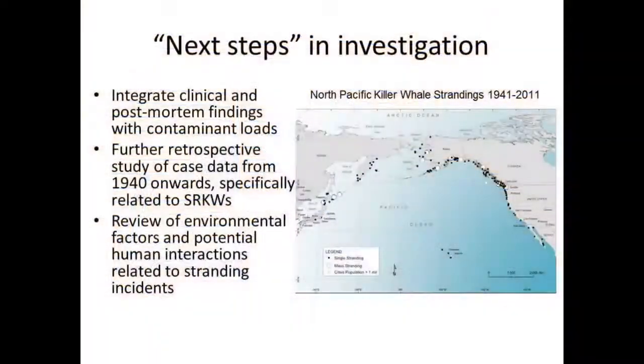So our next steps are really of particular interest, looking at the clinical and postmortem findings in the context of contaminant loads. I mentioned earlier this study that was published with Michelle Barbieri, University of California at Davis, the U.S. Navy, NOAA, DFO, and ourselves, where we were able to look at 242 strandings, and you can see they're mapped out on the map on the right. We'd like to actually go back and look specifically at the distribution and findings of the southern resident killer whales to better understand what might be going on in the current population, and then again look at these environmental factors much more closely.